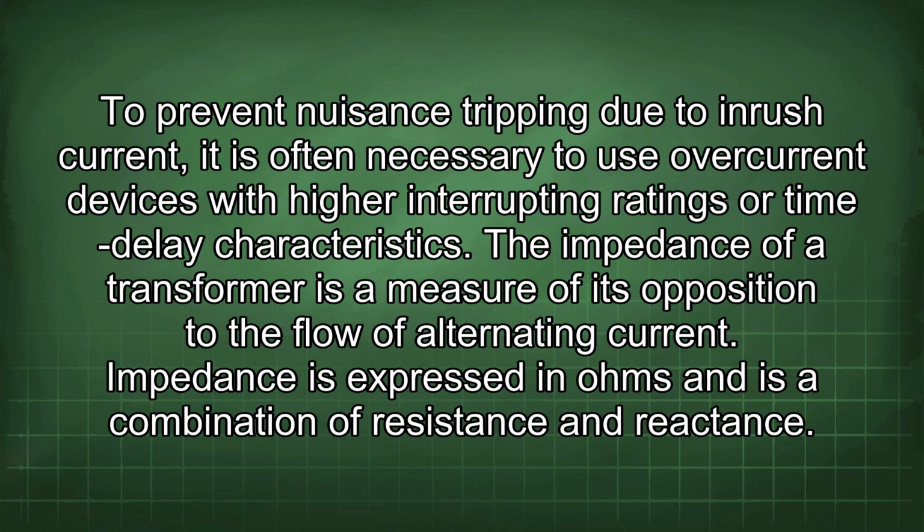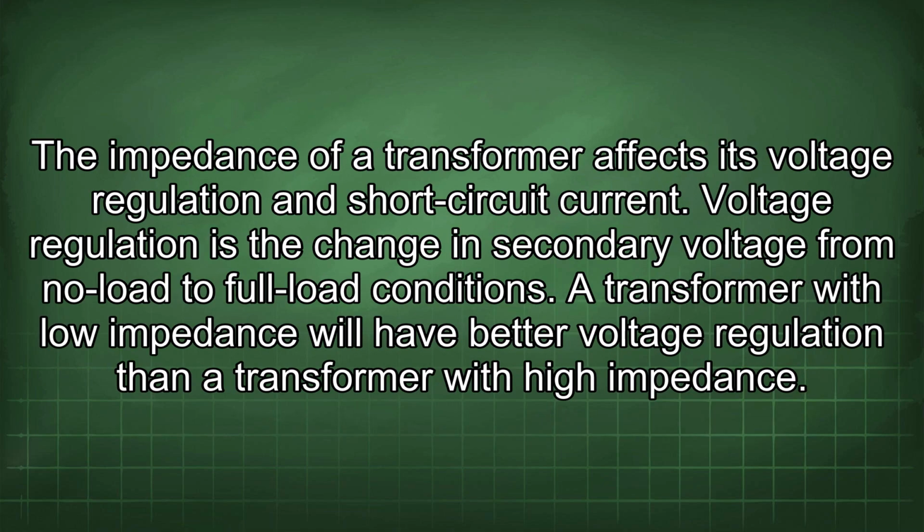To prevent nuisance tripping due to inrush current, it is often necessary to use overcurrent devices with higher interrupting ratings or time delay characteristics. The impedance of a transformer is a measure of its opposition to the flow of alternating current. Impedance is expressed in ohms and is a combination of resistance and reactance.